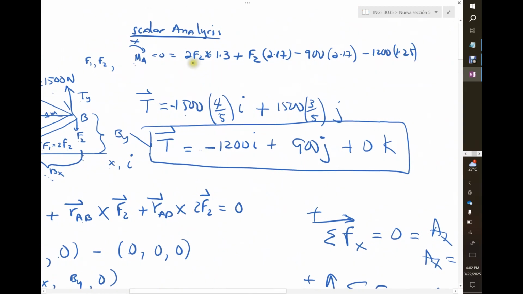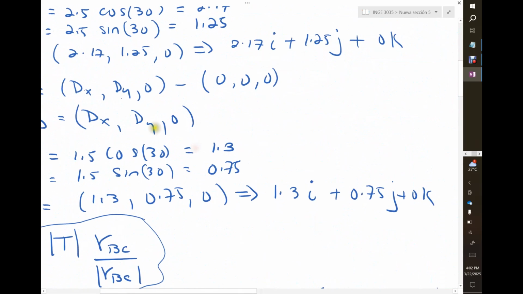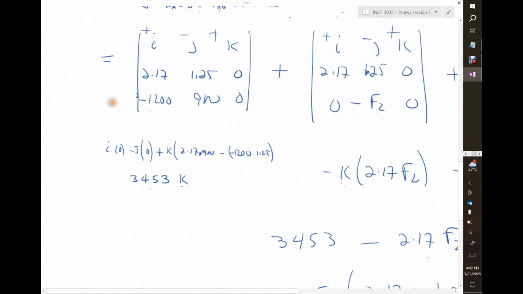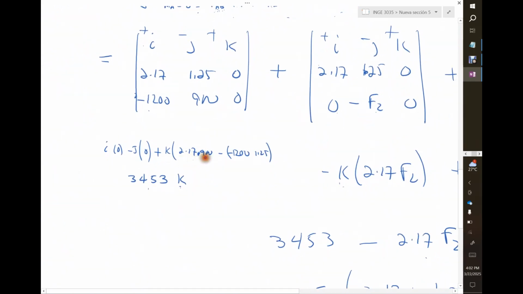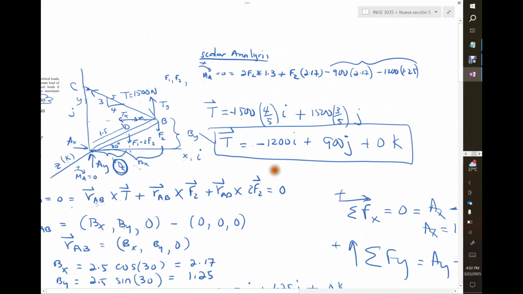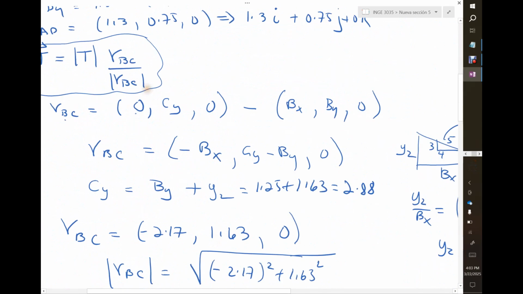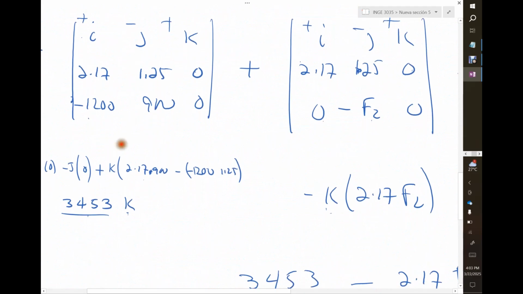Now when we check this out, we see that it's already right here. When we were doing the cross product, that kind of showed up. Let's see where it is. Right here, see, that's where it showed up. 2.17 times 900, minus, that will be positive, and that's where this number comes from. That's right there. So interesting, you see. What is basically happening is this will go to the other side, and you end up with the same number, which is 3,453.